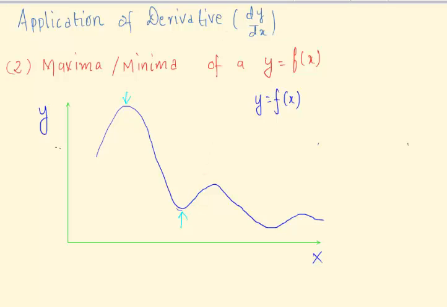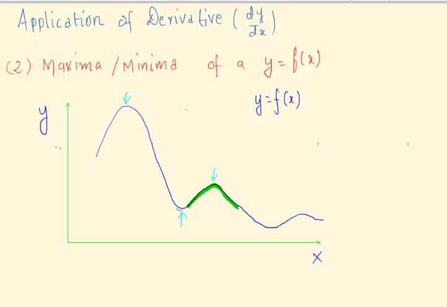Same goes here. In this region, y again starts to increase and then decrease. So in this locality also, y attains a maximum value. Same goes here, it attains a minimum value here, then attains a maximum value here. So there are points in the region at which y attains a maximum or minimum value locally.